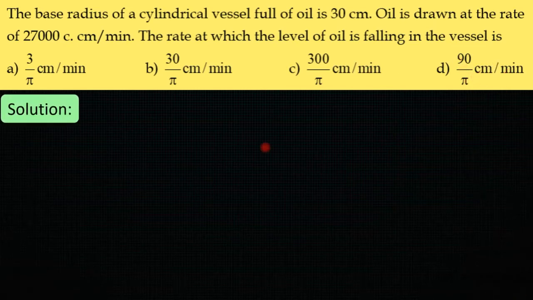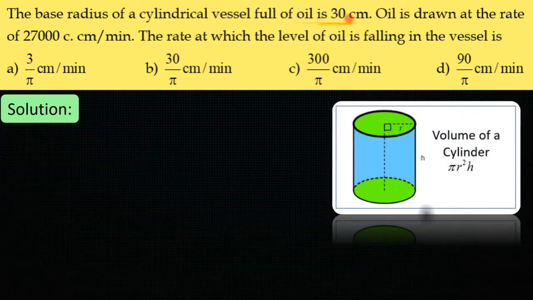Let us find this. Given the base radius of a cylindrical vessel full of oil is 30 centimeters. That is, the base radius of the cylinder is r equal to 30. Here the volume of the cylinder is V. The height of the cylinder is h.